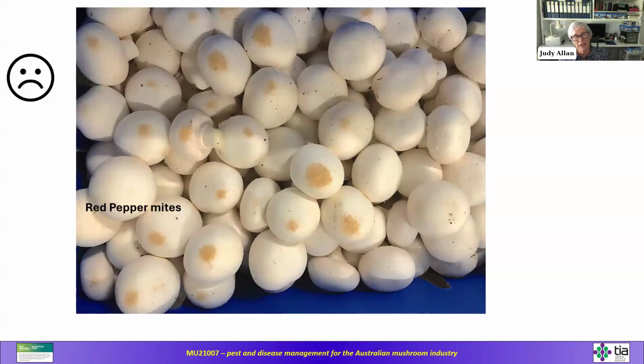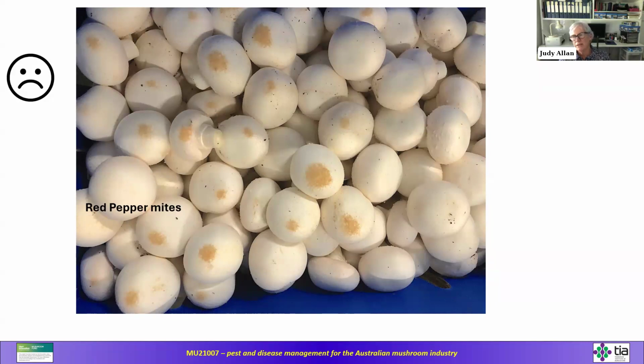So, nice mushrooms again, but there's red pepper mites on them. They're unsaleable. Red pepper mites are normally a secondary thing. There are millions and millions on top of the mushrooms. They were probably picked, well, they were picked and they weren't present. They came to the top in the cool room. And that photo was taken when mushrooms came out of the cool room.